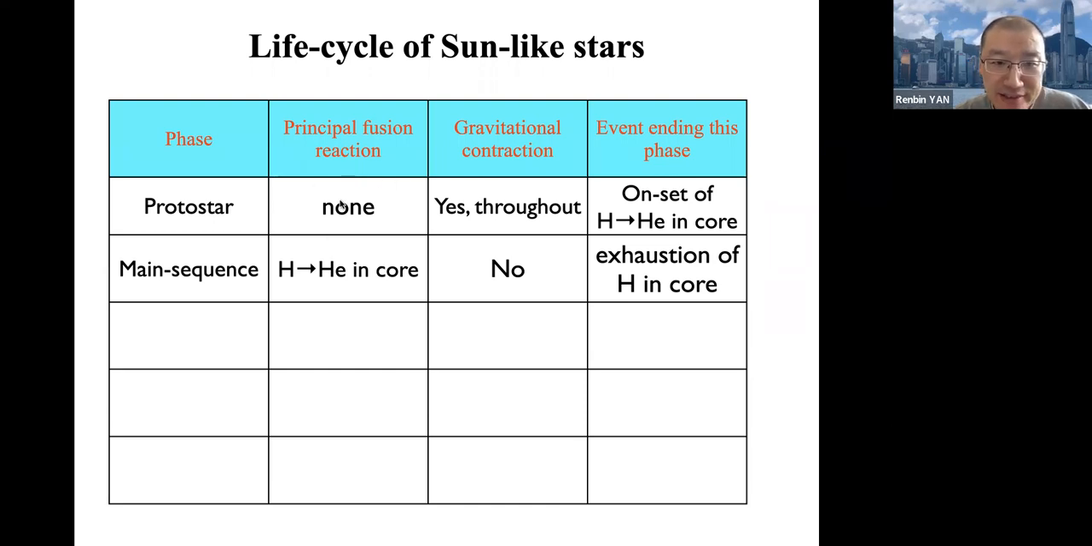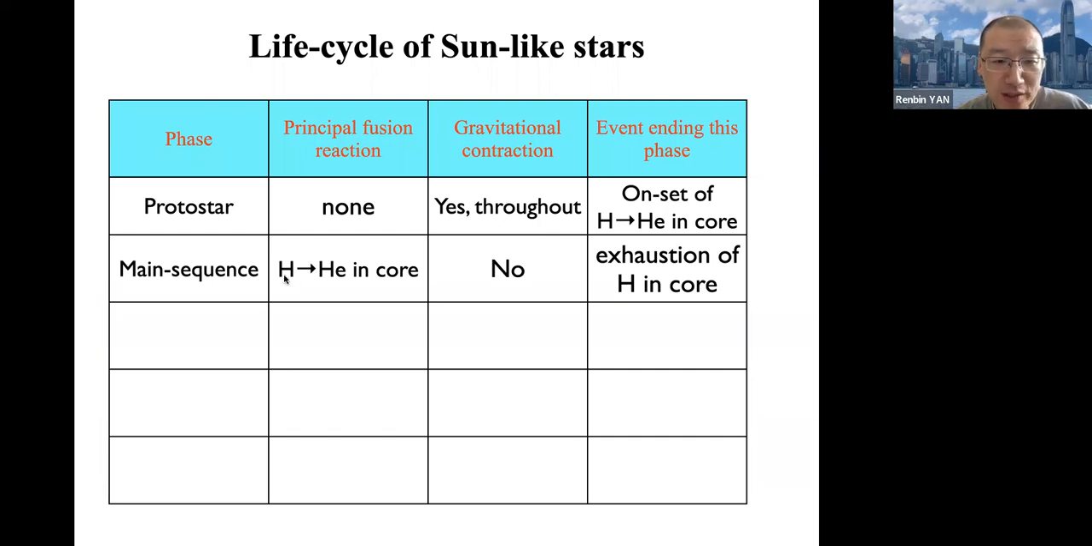In this stage, there's no fusion reaction in the star, but there is gravitational contraction, and that is what's producing the luminosity of a protostar. The event ending that phase is the onset of fusion in the core of the protostar. When the center is hot enough, at 10 million kelvins, it will start fusion of hydrogen into helium. That marks the beginning of a star. The star goes on to the main sequence of its life, and it spends most of its lifetime there, for a long, long time.